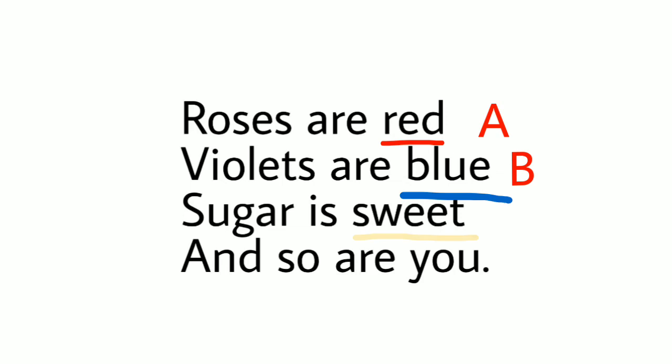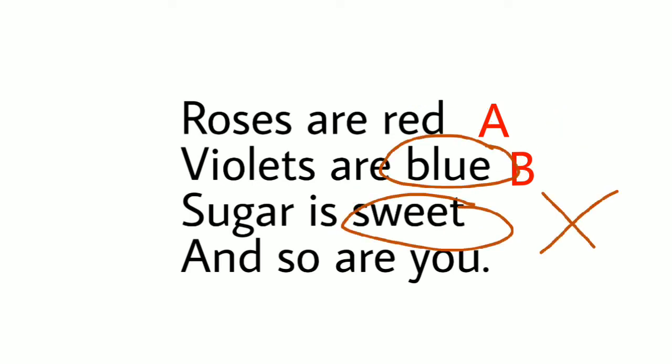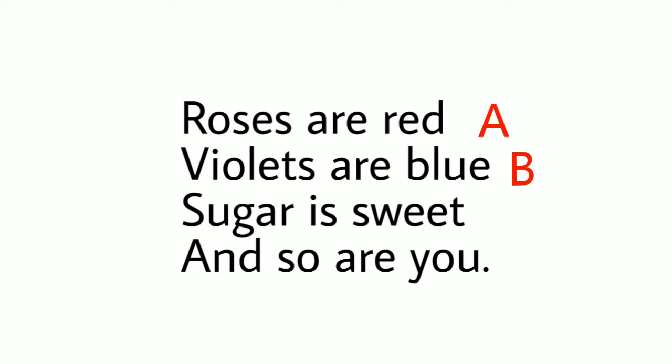Third line, sweet. Is that rhyming with any previous word? Sweet, red, no. Sweet, blue, no. So to sweet we'll give letter C. Now let's move on to the fourth line, you. Is that rhyming with anyone? Yes. You is rhyming with blue. So after blue we have B, and the same we'll give after you. B, B, because they both are rhyming. So our rhyming scheme is A, B, C, B.